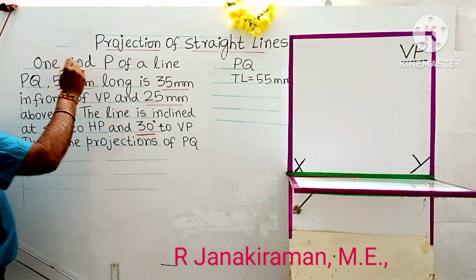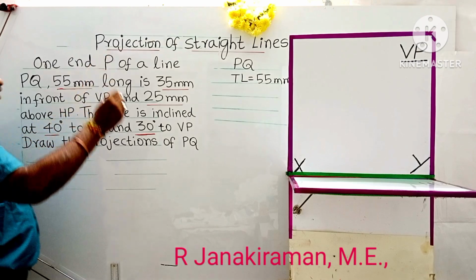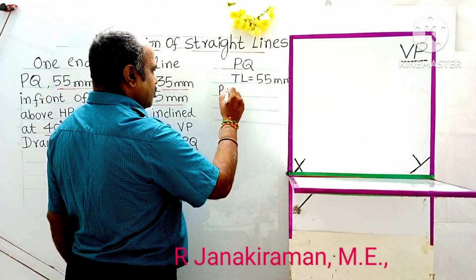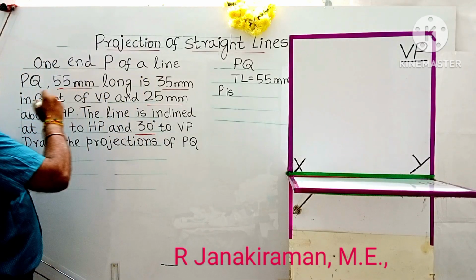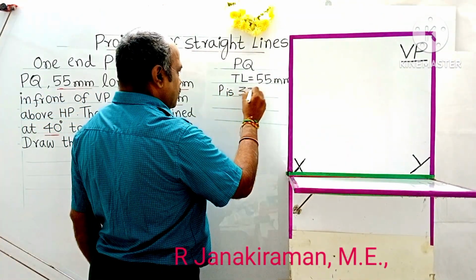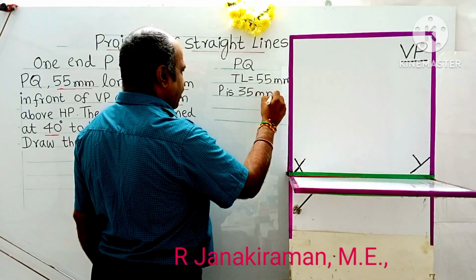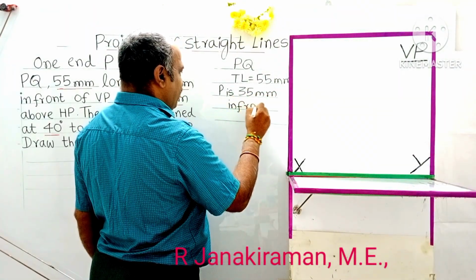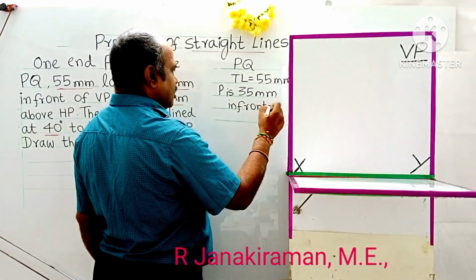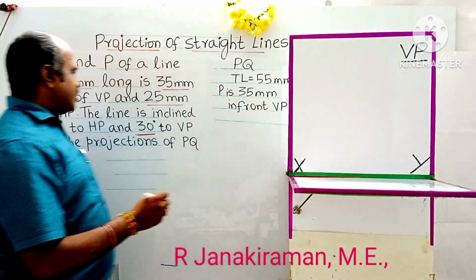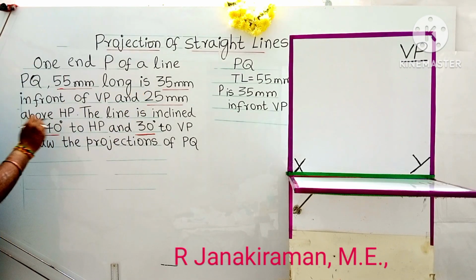35 mm in front of VP. That is point P, about point P they are saying. Note down that P is 35 mm in front. In front distance will always come below the XY line. In front of VP. And 25 mm above the HP.